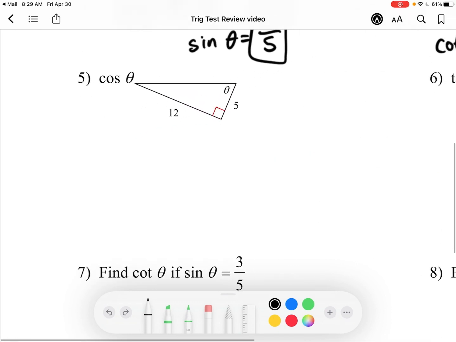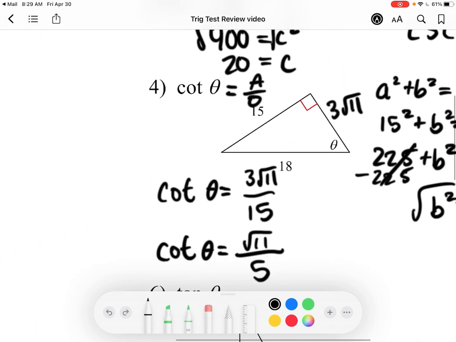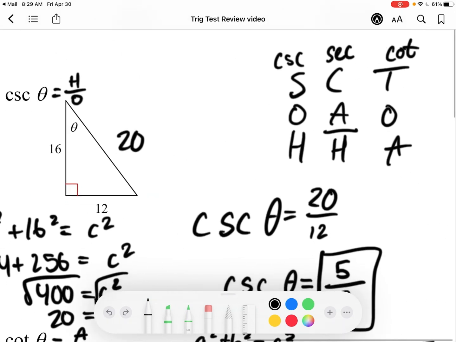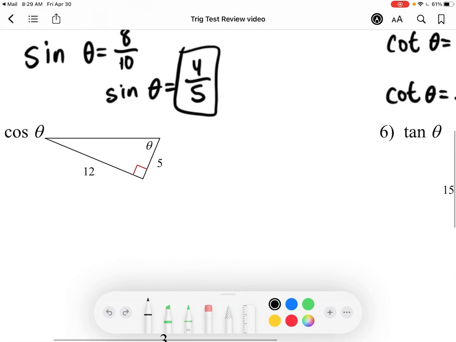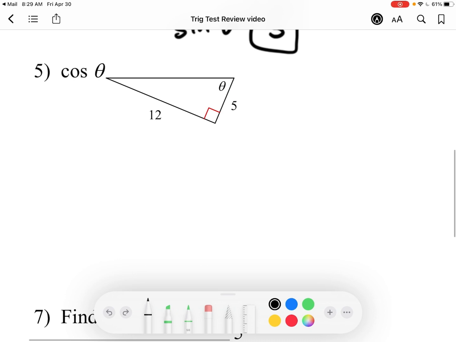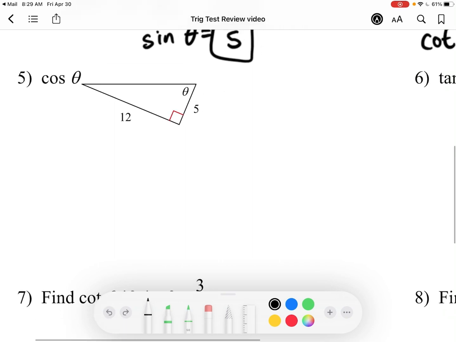All right, so for number 5, I'm doing cosine theta. So here's theta. So let's look at our notes, and it says that cosine is adjacent over hypotenuse. So we need the adjacent side and the hypotenuse. Well, we're missing the hypotenuse, but we do have the adjacent side, which is 5. So now we need to use the Pythagorean theorem to find the hypotenuse.